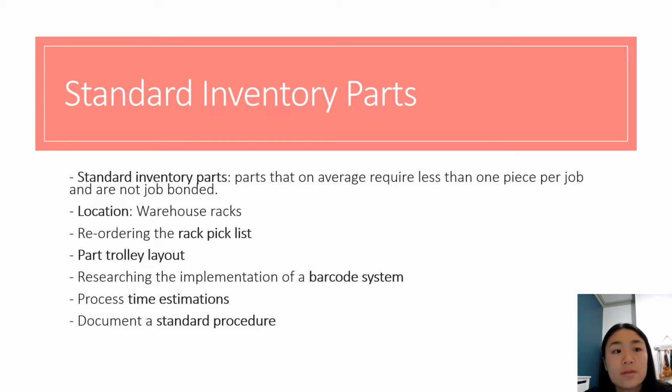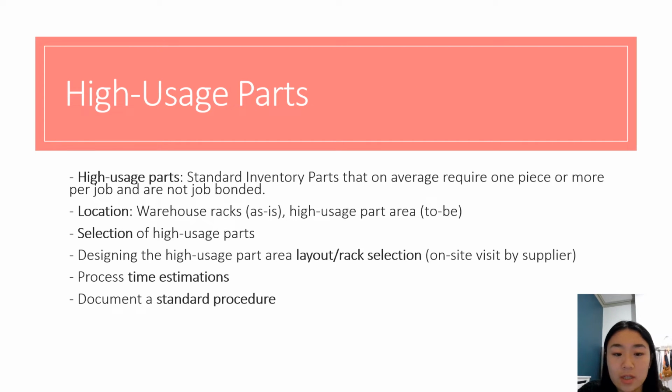and looked into time estimations and documentation of a standard process for these parts. The high usage parts are defined as standard inventory parts that require on average one piece or more per job. These will be moved from the racks in the warehouse to the high usage part area, and the main focus for these parts was selection of what is considered a high usage part, designing the high usage part area layout, and selecting racks for the area, which we received help from our supplier during our on-site visit, and then also looking into time estimations and a standard procedure.